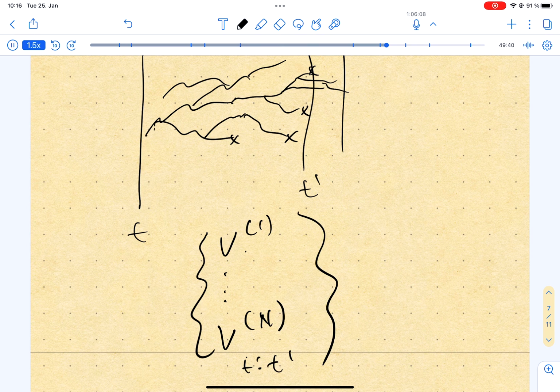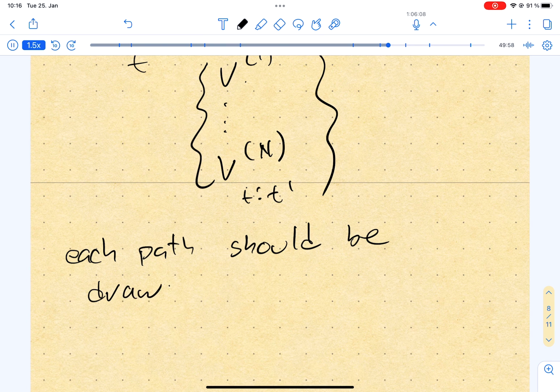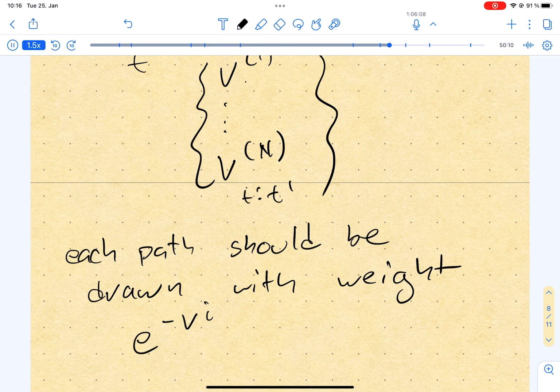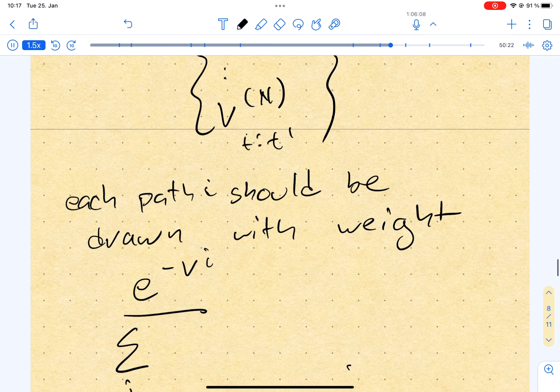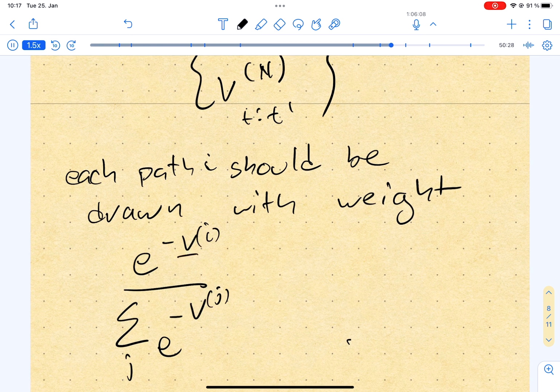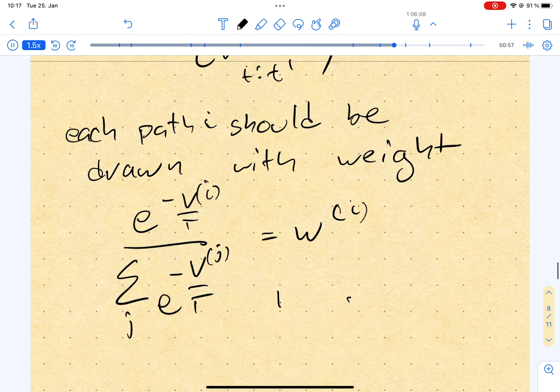And then basically, since they're supposed to be drawn with weight, each path should be drawn with weight e to the negative v_i. So each path i should be drawn with this weight. So we can use this as the path weight of i. There's a lot of different options, but in the simplest case, we could draw them using Bernoulli trials, or using a multinomial sampling scheme.